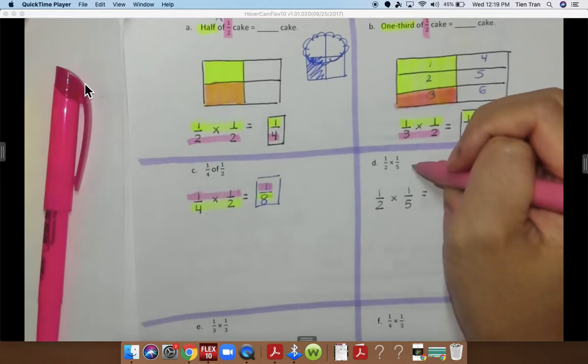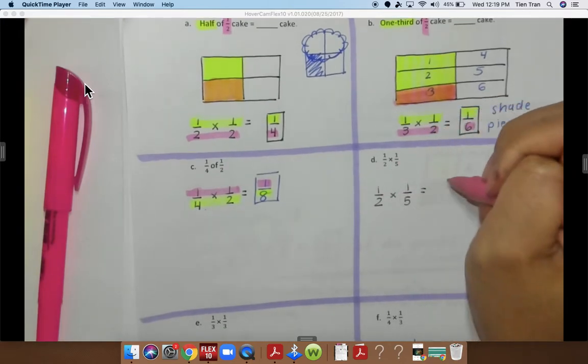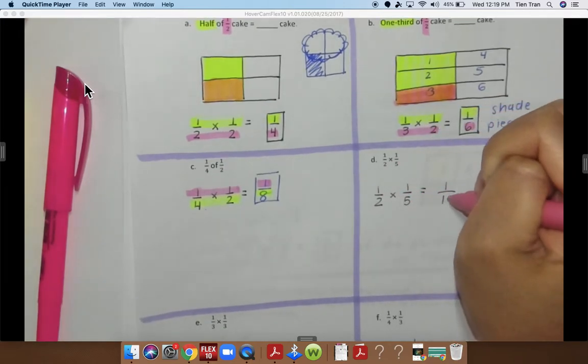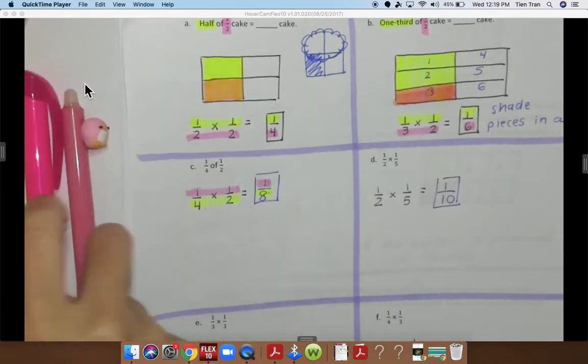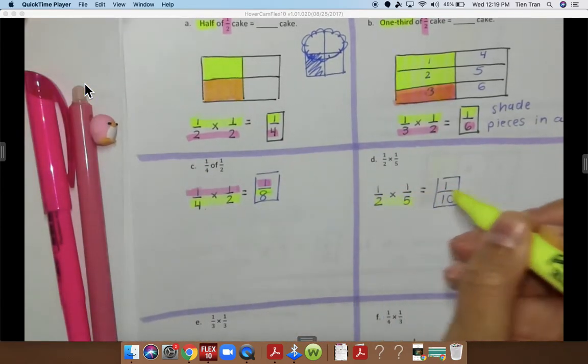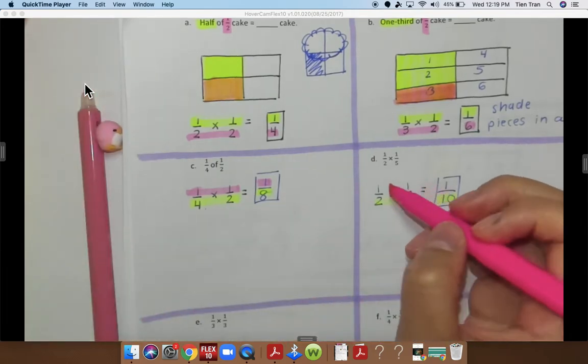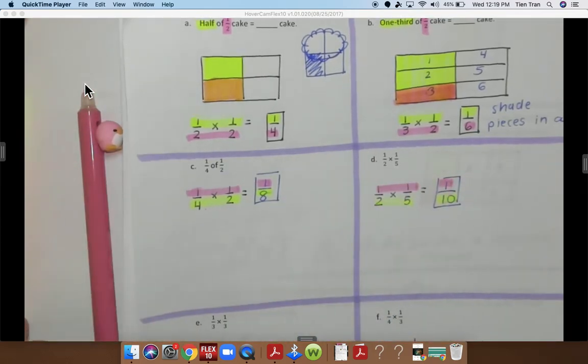Problem 2, I have 1/2 times 1/5. 1 times 1 is 1, and 2 times 5 is 10. So I multiplied my bottom number to get 10. 2 times 5 is 10, and 1 times 1 is equal to 1.